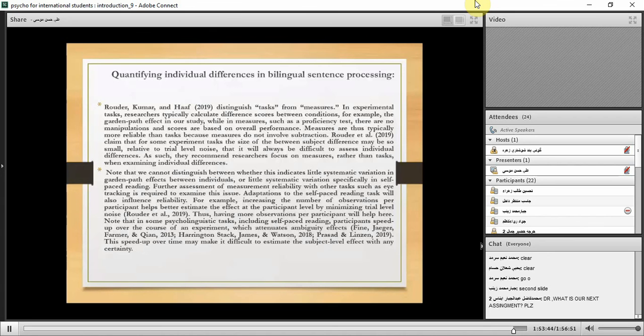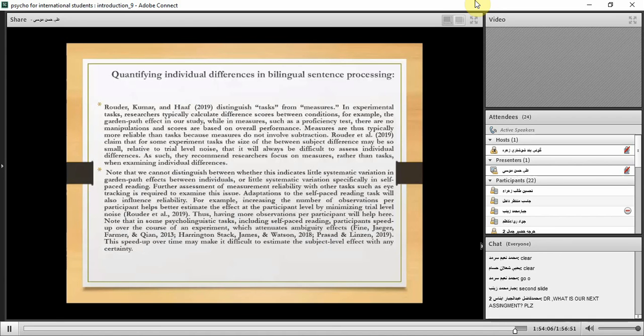So, we have a recommendation. Roder and Kumar recommended that researchers focus on measures rather than tasks when examining individual differences. Further assessment of measurement reliability with other tasks such as eye tracking is required.